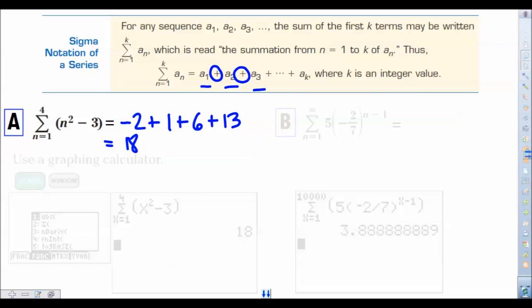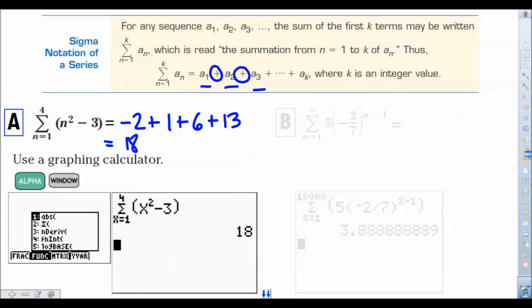Cool trick! Reminder, if you want to use the graphing calculator here, hit the alpha button, then hit window. You're going to want to pick number 2 there for sigma notation. Understand that they give you these preset parentheses here, so anything that they give you in here, you have to put the entire expression in there. You enter and it spits out that answer for you. Cool trick. Alright, let's look at the other example.